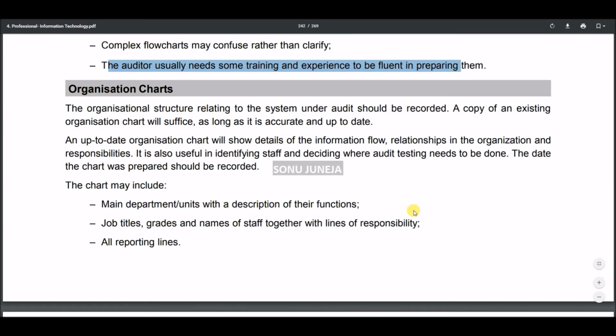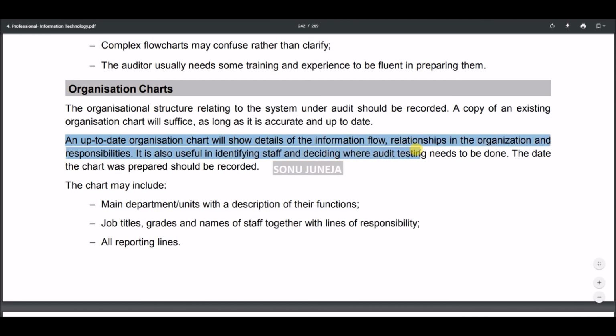Then you have the organization charts. Organization structure relating to the system under the audit should be recorded. A copy of an existing organization chart will suffice as long as it is accurate and up to date. An up to date organization chart will show the detail of information flow, relationship, organization and responsibility.